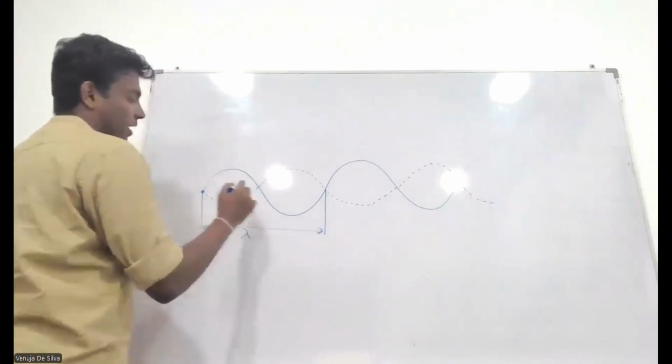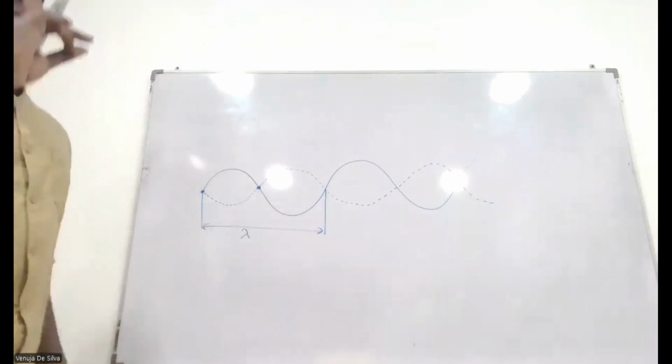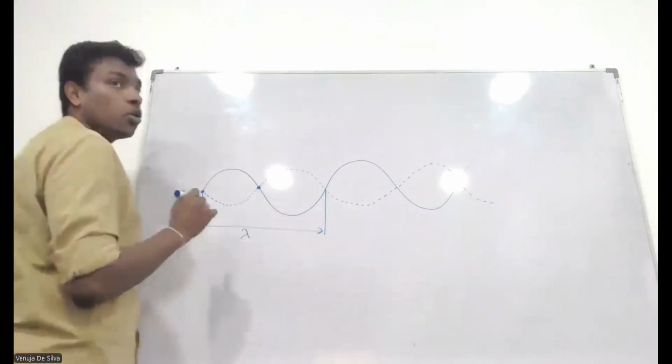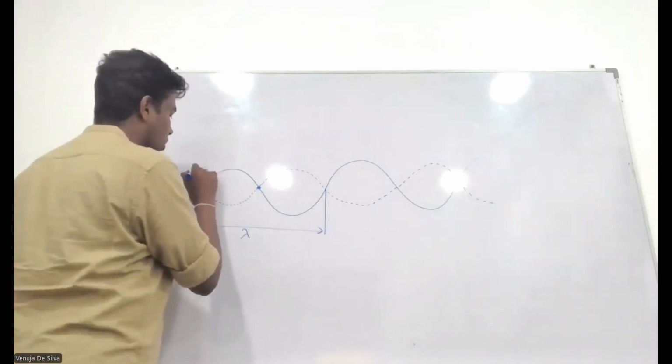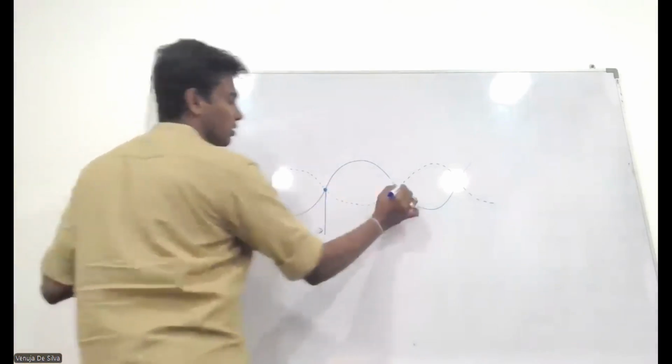This corner point, or the point where there is no displacement, the displacement is minimum, is called a node. These are called nodes. All of these points, they are called nodes.